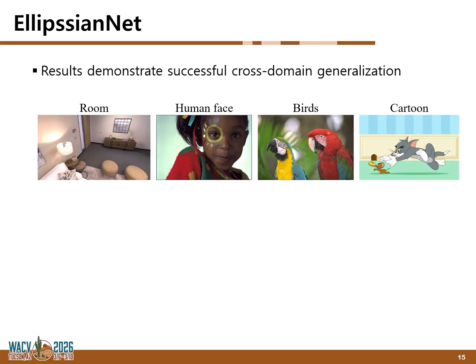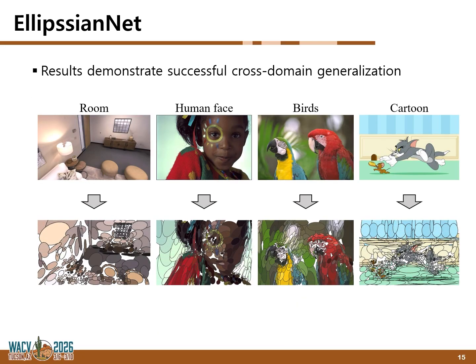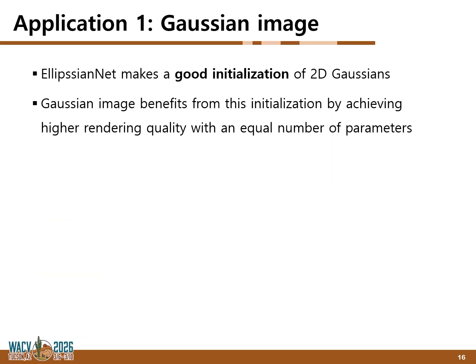Results show that EllipssianNet achieves successful cross-domain generalization. EllipssianNet makes a good initialization of 2D Gaussians. We demonstrate the effectiveness of EllipssianNet through two applications. In the first application, Gaussian image, it achieves higher rendering quality with the same number of parameters.